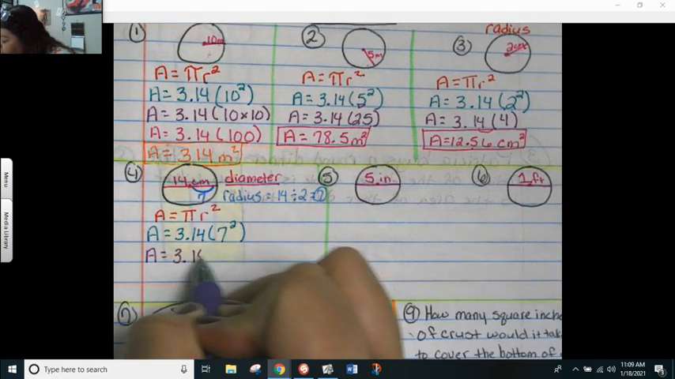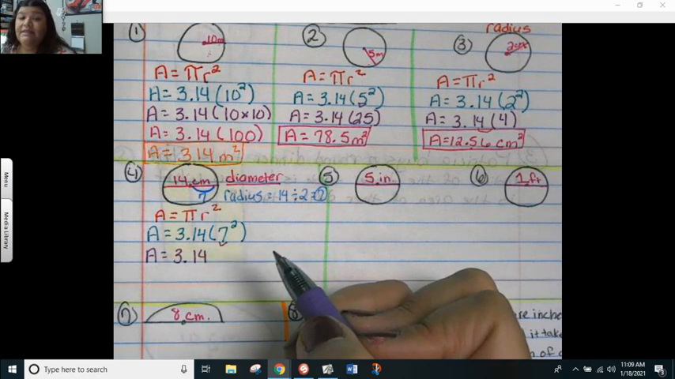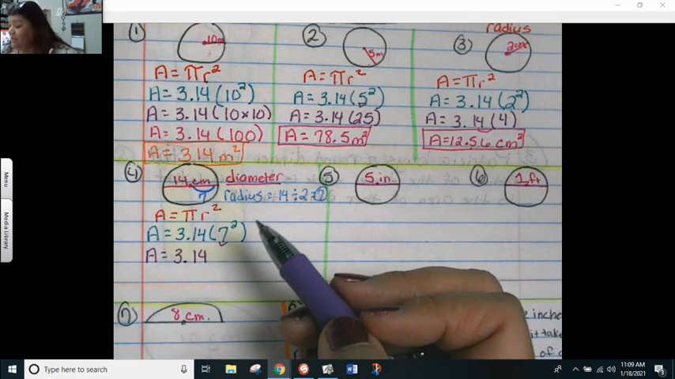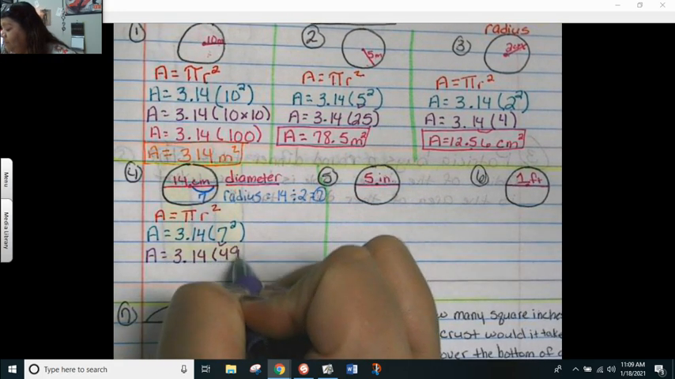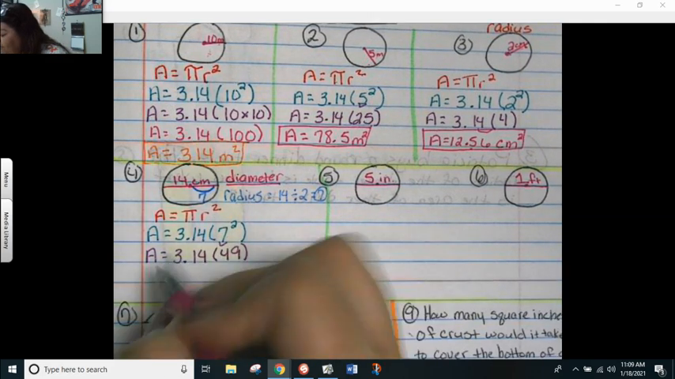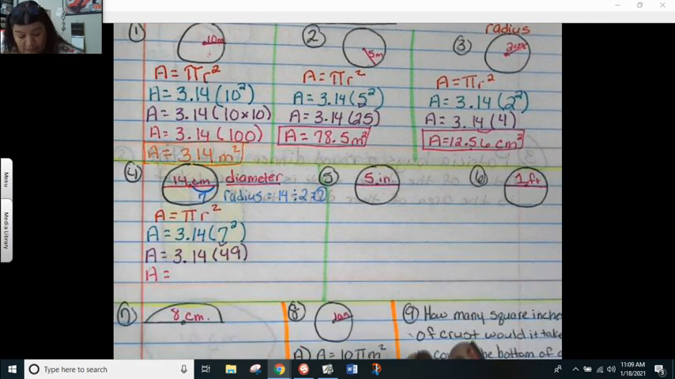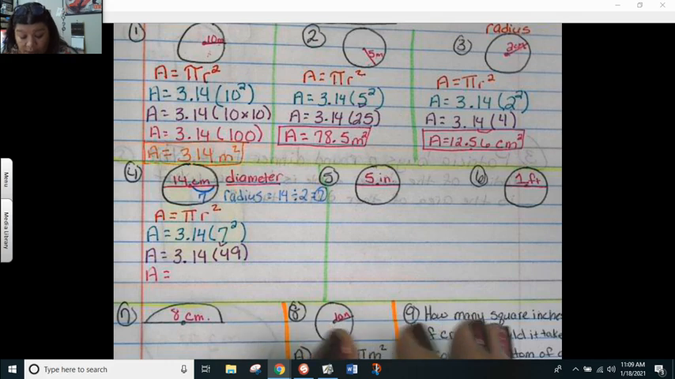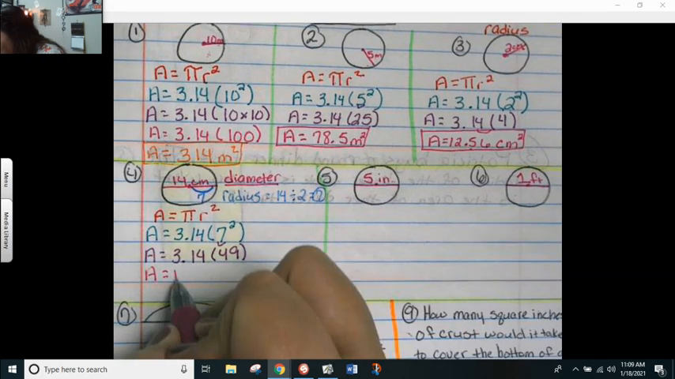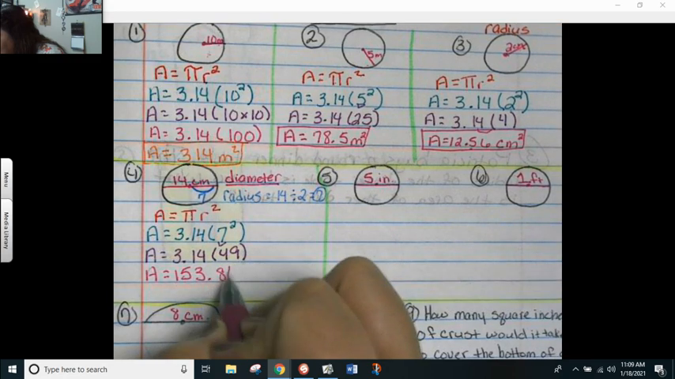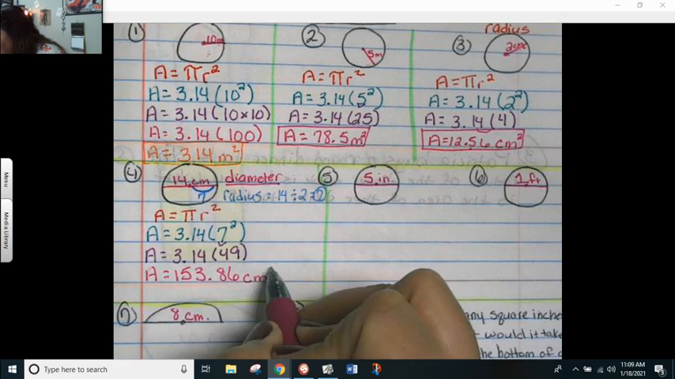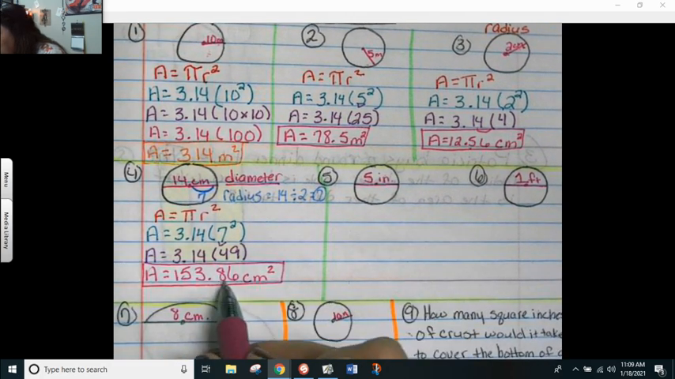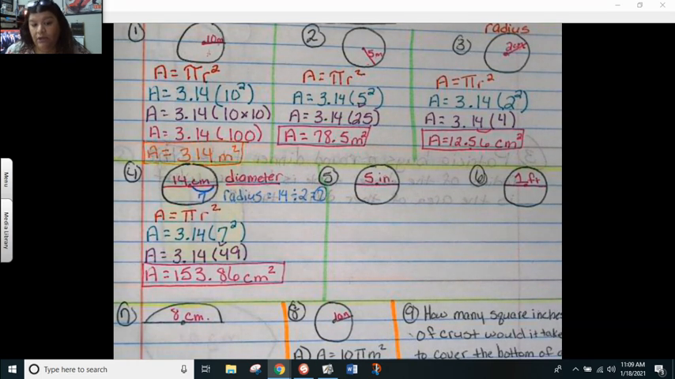So 3.14. 7 squared means 7 times 7. So it's not 14. You see, it's not 14. 7 times 7 is 49. Just like that. And then the final step is to multiply 49 times 3.14. 153.86 centimeters squared. And again, if they want you to round to the nearest tenth, that 6 would make the 8 go to a 9, and it would be 153.9.